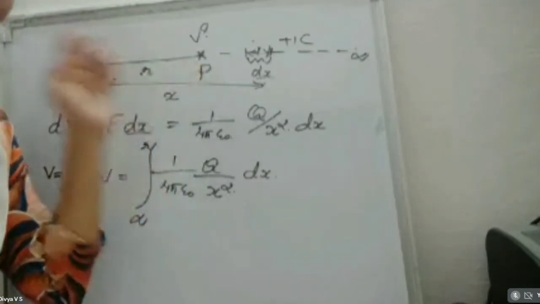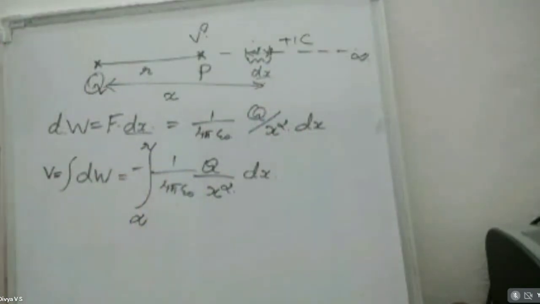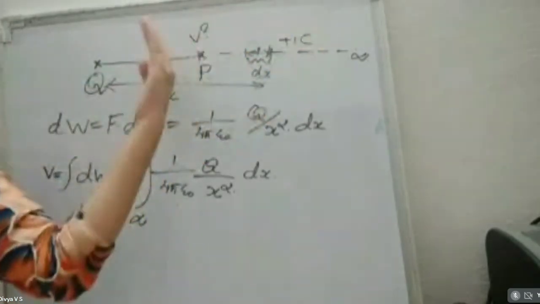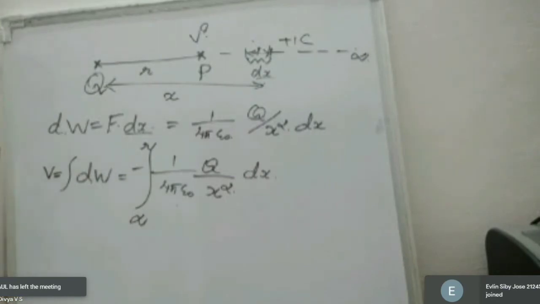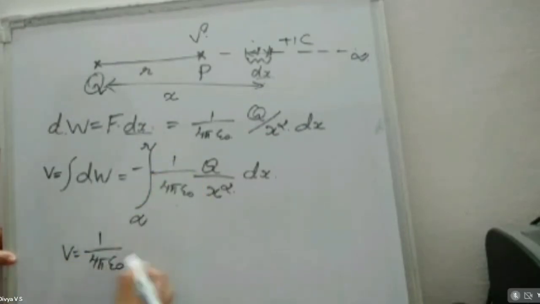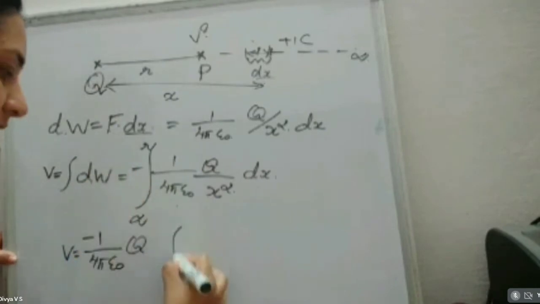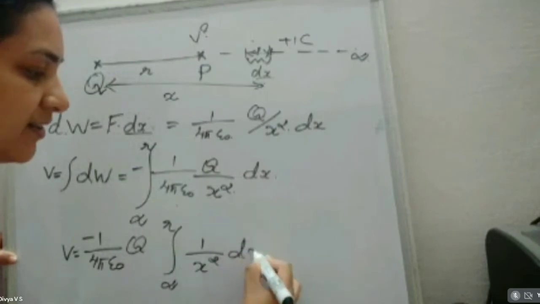And also we are doing the work done against the field here. So there is a negative sign also. This negative sign indicates that we have to do the work done against the repulsive force between the charges. So a negative also there. Now just integration, all the constants we can take out. So V is equal to 1 by 4 pi epsilon 0. This q is a constant. The amount of this charge is constant. So we can take out. Then minus sign is there. Infinity to r, 1 by x square dx.